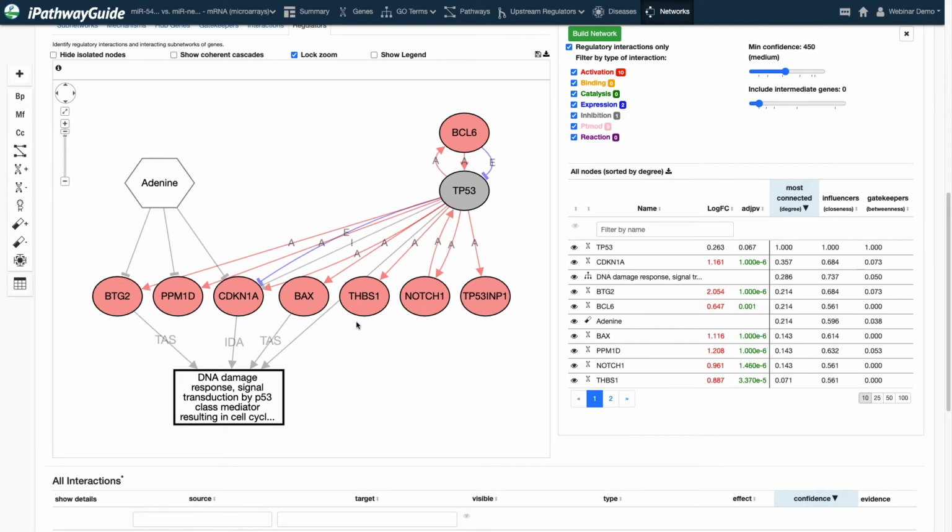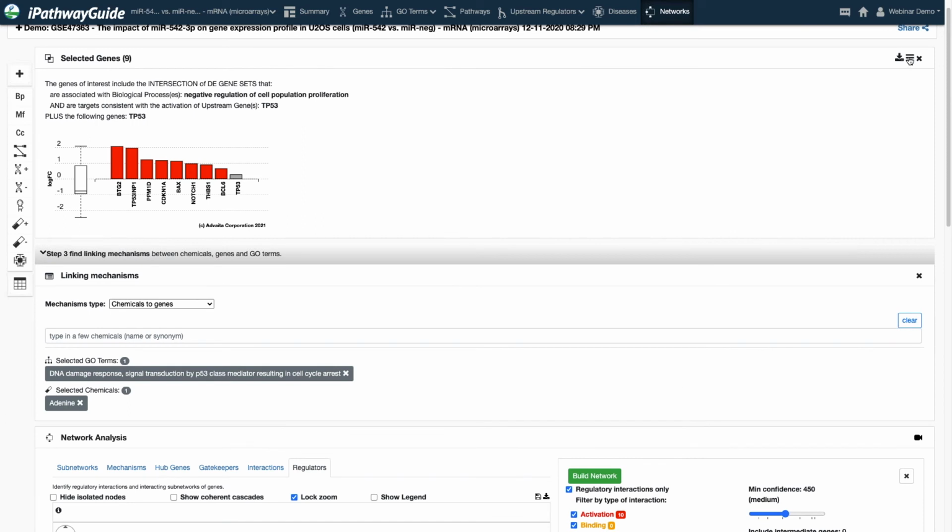There's all kinds of mechanisms that you can build, and there's all different ways to interpret the network. So let's try another one. Let's look at, I'm going to clear.